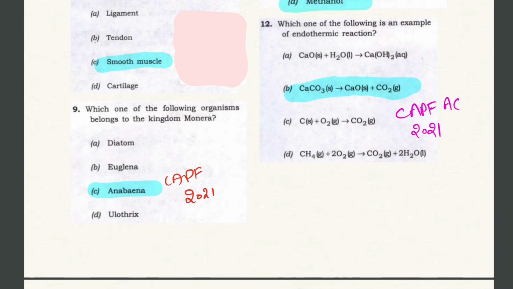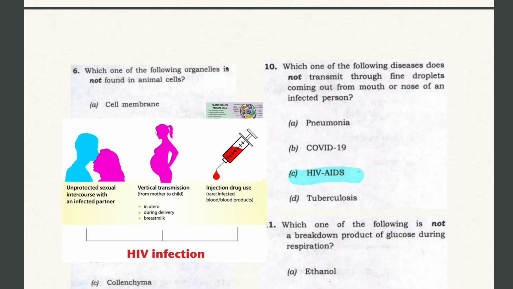And which one of the following organism belong to the kingdom Monera? This has been asked several times. It is directly picked up from NCERT, where in examples it is given. Then Anabaena belongs to kingdom Monera.